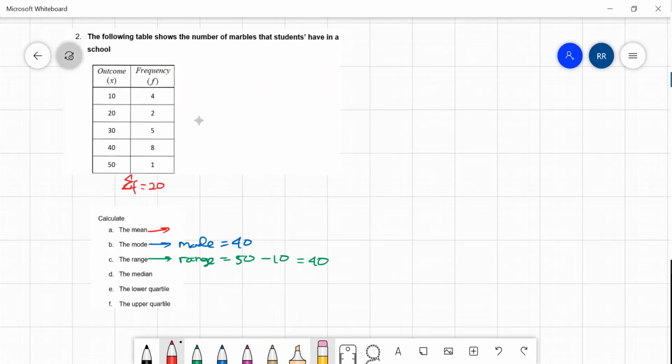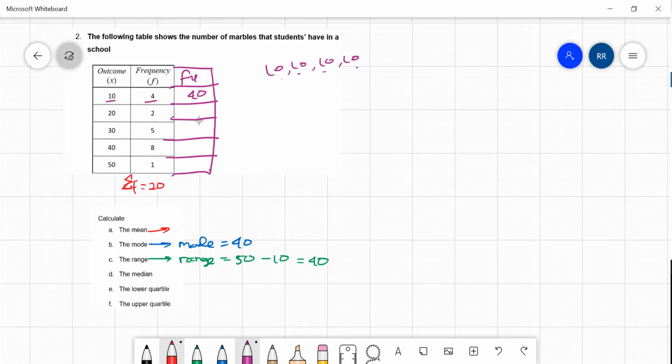So instead of doing that, we're going to add one more column here, which we call the fx. What this fx means is just multiplying the outcomes with the frequency. I'm going to write down fx in here, and basically you're just multiplying, right? It's the same thing as if I have 10 four times, what is the total? It's 10 times 4: 10 plus 10 plus 10 plus 10 is 40. I can get this 40 by just multiplying this and this. It's the simplest thing. And we'll see that 20 times 2 is also 40.